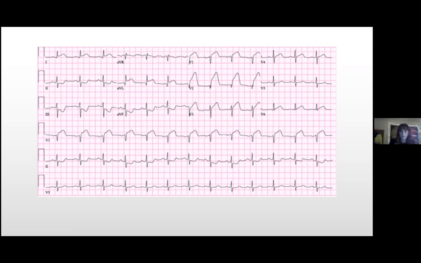So if we move through the slides, you can see there's ST elevation in V1, V2, V3, and V4 mainly, but then you can also see some ST elevation in 1 and aVL on the other side. And we can see some reciprocal changes in leads 2 and 3, as well as aVF. And does anyone know what artery this is likely to be in? Yeah, so in our LAD, the left anterior descending.